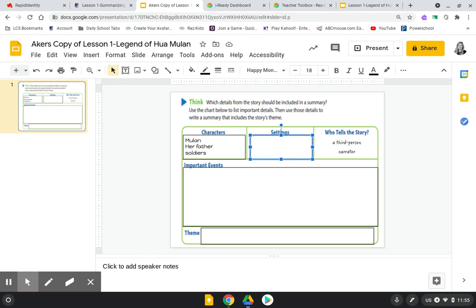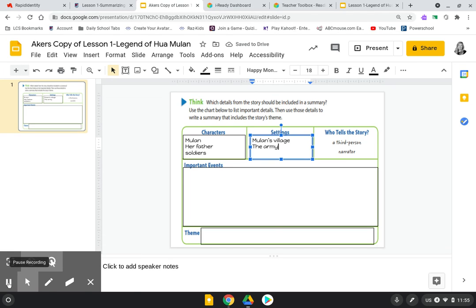Moving on to setting. The setting appears to be in Mulan's village and with the army. Make sure that you include both of those settings because it begins in the village and then next to the army together. Who tells the story? That happens to be a third person or a narrator. Because they refer to Mulan, they use her name. It's told in third person.